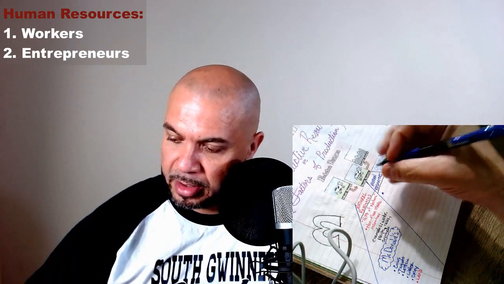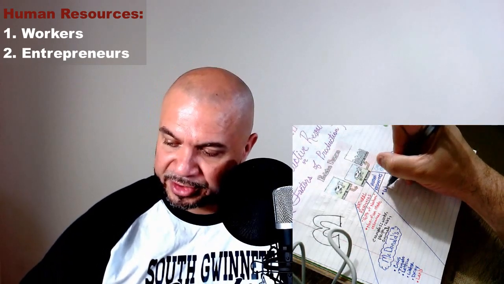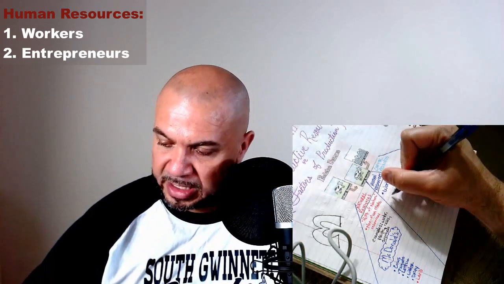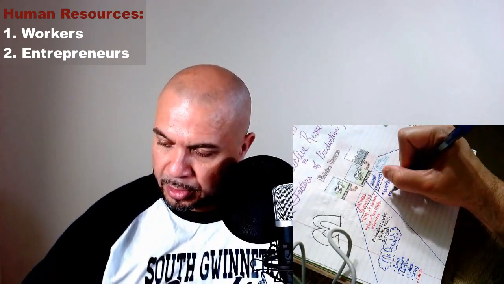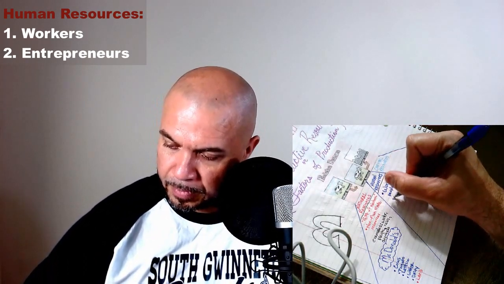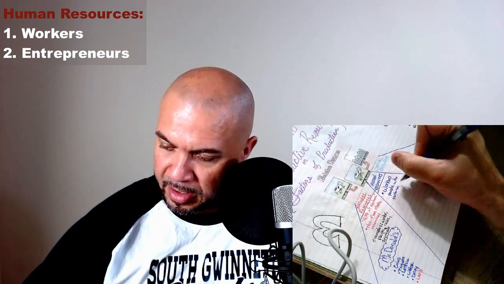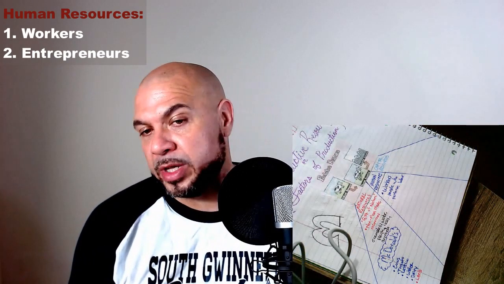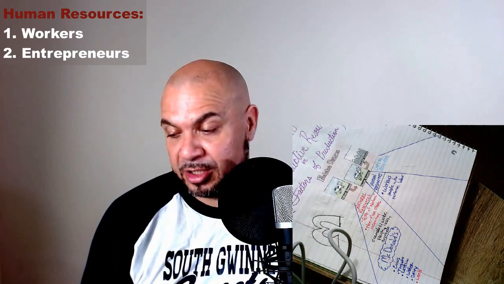Human resources. So human resources, this is pretty simple, and I'm going to use blue for this one. We're talking about two groups of people. Mainly we're referring to workers, right? So we're talking about workers, people, and underneath I'm going to put people who perform labor. All right, so with that being said, pretty self-explanatory. Human resources, we're talking about workers.